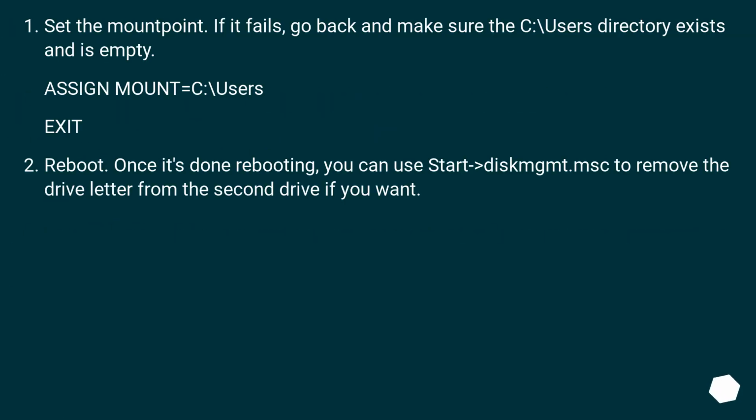Set the mount point. If it fails, go back and make sure the C:\users directory exists and is empty. Assign mount equals C:\users. Exit. Reboot. Once it's done rebooting, you can use Start, run, diskmgmt.msc to remove the drive letter from the second drive if you want.